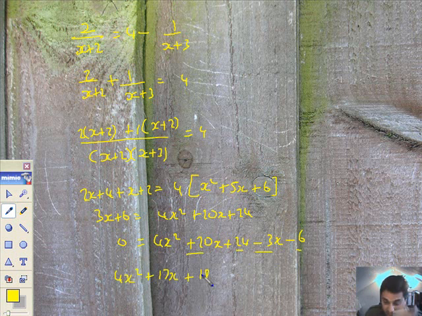Is that correct? I think there's a mistake somewhere. Oh. What have we got here? 17x plus 18. I bet I've made a mistake. So look, 4x squared, 20x, 4 times 6 is 24, 24. Yeah, I'm struggling to find the mistake. I'll definitely get back to you on that one.